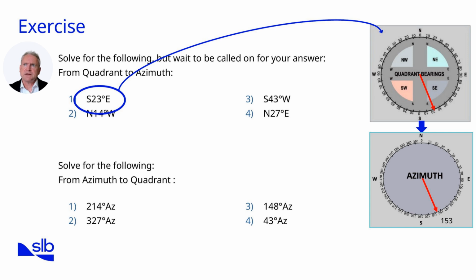Similarly, for north 14 degrees west, you start from due north, 0 degrees, and move 14 degrees toward the west, which gives you an azimuth of 360 degrees minus 14 degrees, which equals 346 degrees. These conversions help us translate intuitive directional terms into precise numerical bearings, which drilling software and tools rely on. Please stop the video and try questions 3 and 4.